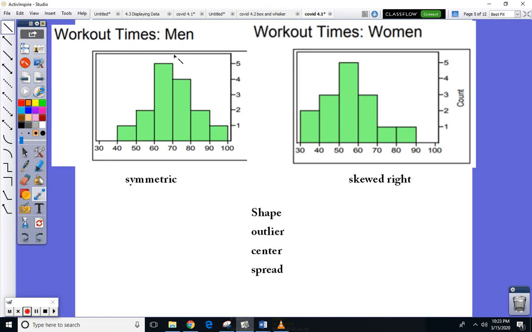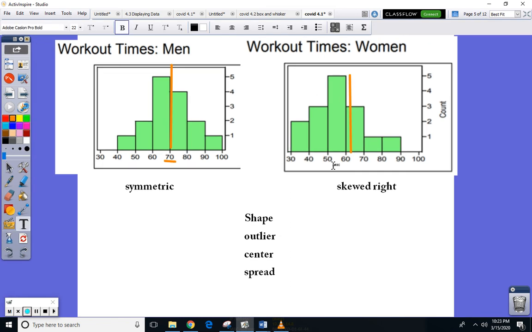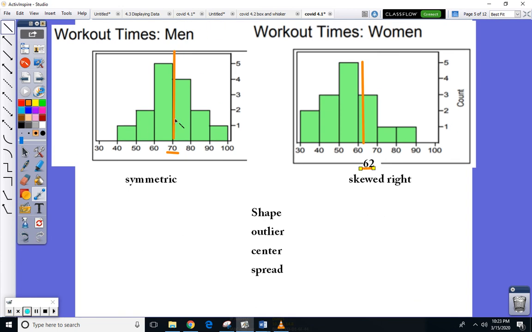Center, because it's pretty symmetric, it's going to be somewhere in here, somewhere around 70 minutes for how many minutes men work out. Center, because it's skewed right, I'll find this one, and then I'll go probably to the next bar a little bit, and it would be somewhere over here. So the center of that one would probably be maybe like 62 or somewhere in there. So we got 70 versus 62 for center. So the men have a higher center.